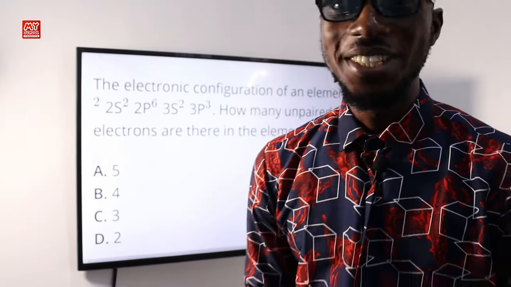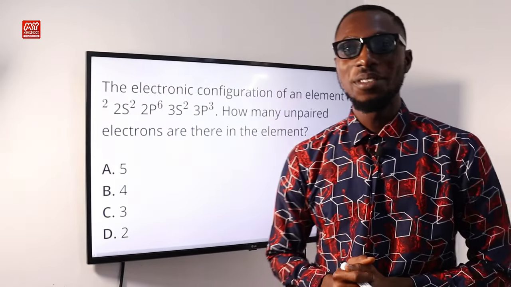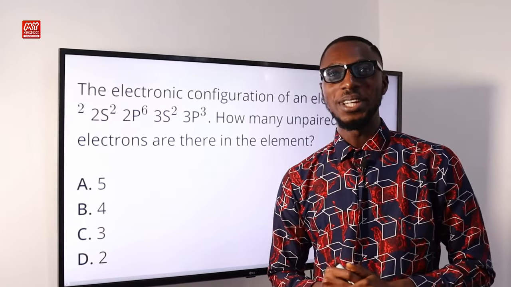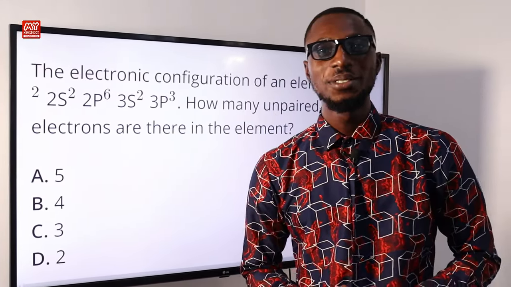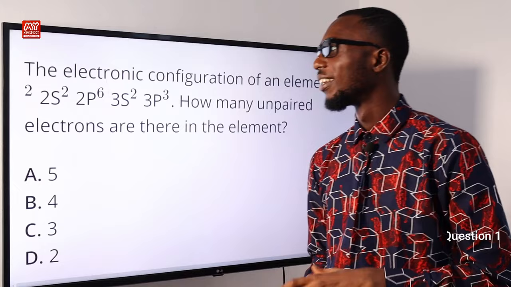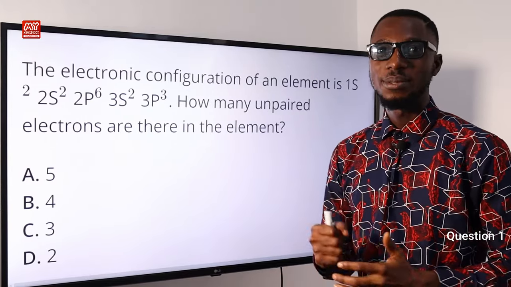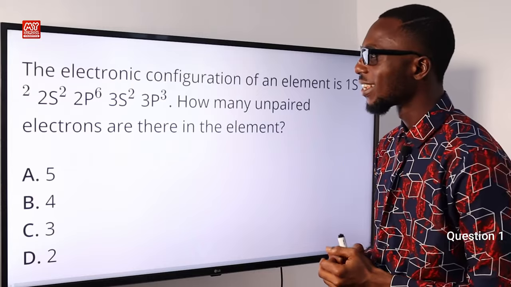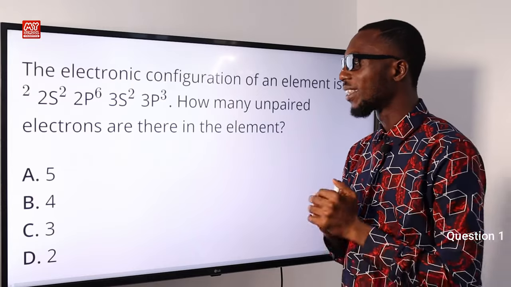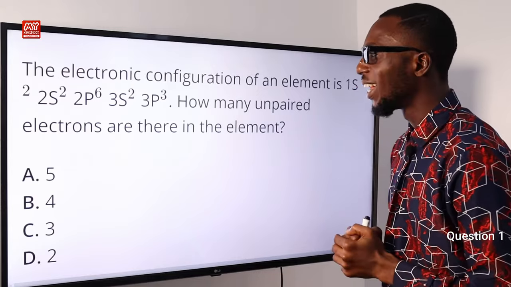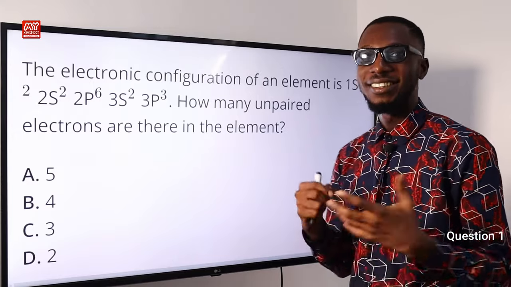Welcome back to my school channel, and in this clip we'll be solving questions 1 to 20. We are working right on question 1. The electronic configuration of an element is 1s2, 2s2, 2p6, 3s2 and 3p3. How many unpaired electrons are there in the element?